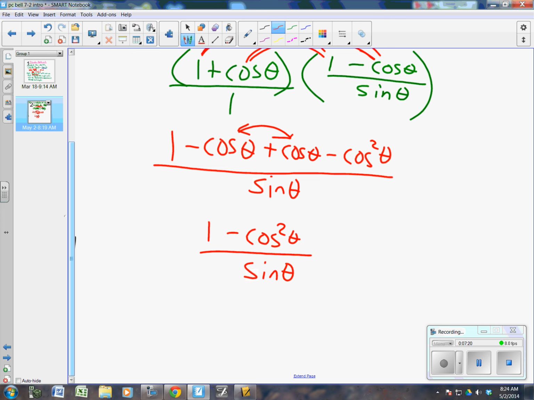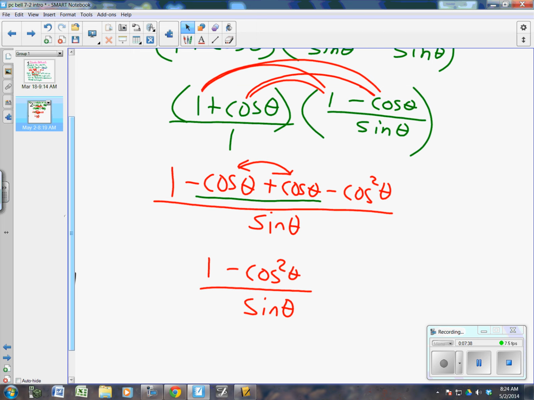Because these two right here, negative cosine plus positive cosine, make 0, right? They're opposite numbers. You're adding two opposite numbers. It's like adding 2 and negative 2. We went like this.